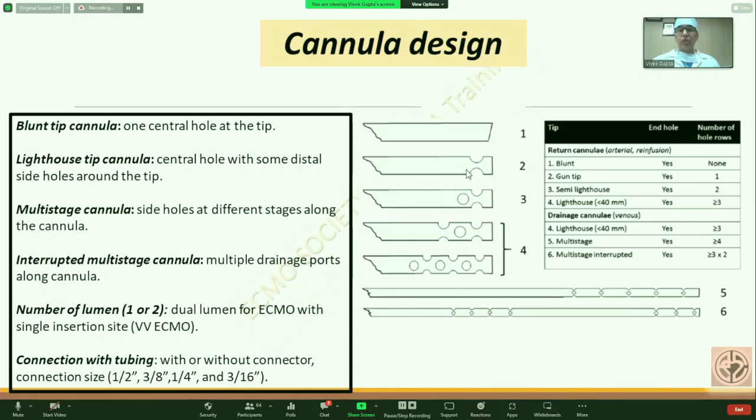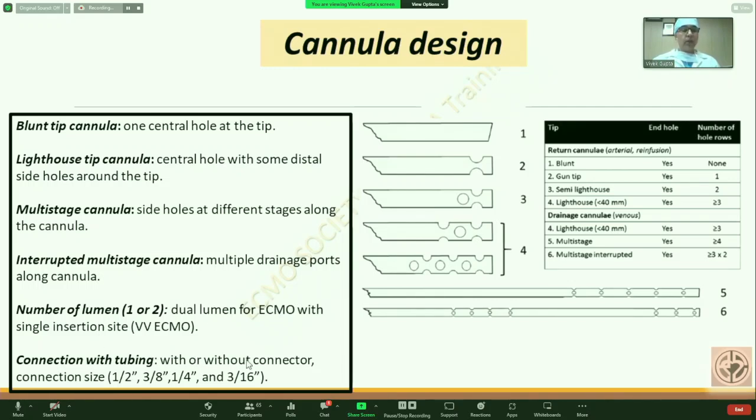Or you can have a multi-stage cannula. In the multi-stage cannula, you can see multiple side holes at different stages throughout the cannula, or an interrupted multi-stage cannula, where you can see multiple drainage holes along the cannula itself. The lumen can be 1 or 2, depending on whether we are putting a separate cannula for access and return. It's a single lumen cannula. A dual lumen cannula, which was discussed in the previous talk as well, like the Avalon cannula, or other cannulas are available which can be placed through a single vein, and both access and return can be achieved with that.